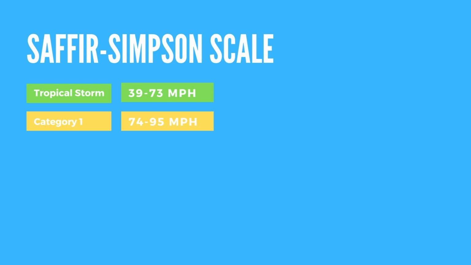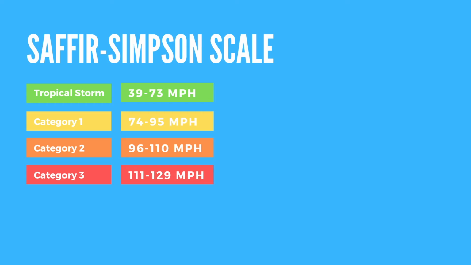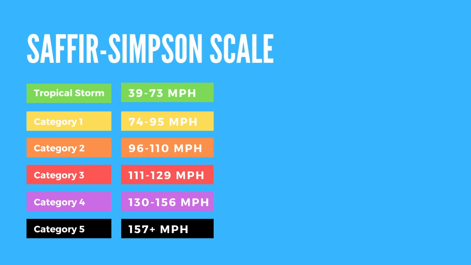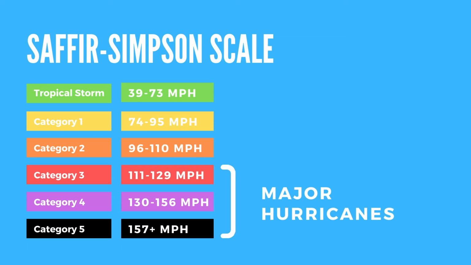The Saffir-Simpson scale classifies hurricanes in the Western Hemisphere into 5 categories based on their wind speeds. The faster the wind, the higher the category. Hurricanes that are a Category 3 or higher are also known as major hurricanes. The most devastating hurricanes, such as Hurricane Katrina in 2005 and Hurricane Harvey in 2017, are often major hurricanes.